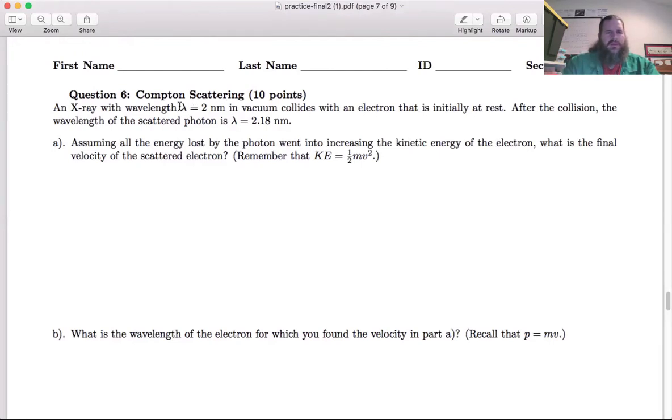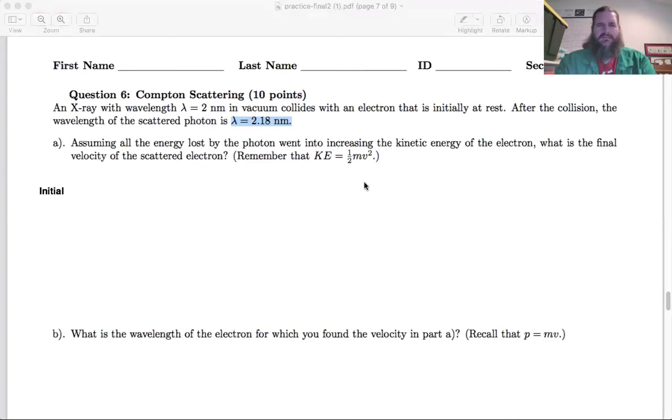So we know the wavelength that the light has to begin with. It hits an electron and then scatters and now has a different wavelength. And we're assuming that the wavelength of the photon is changing because it has transferred some energy to the electron. So let's take a look at before and after here. If we compare initial and final, we start off with an electron at rest, and we end with the same electron now moving at some unknown final speed.